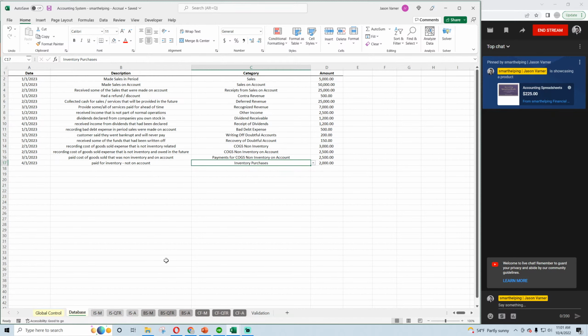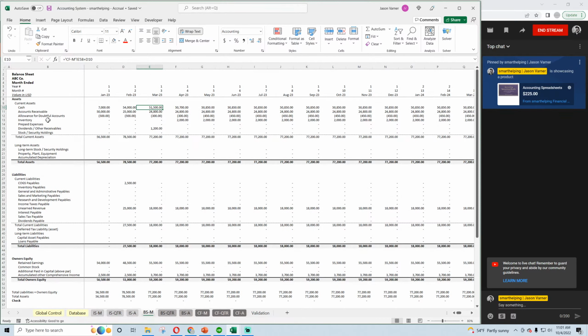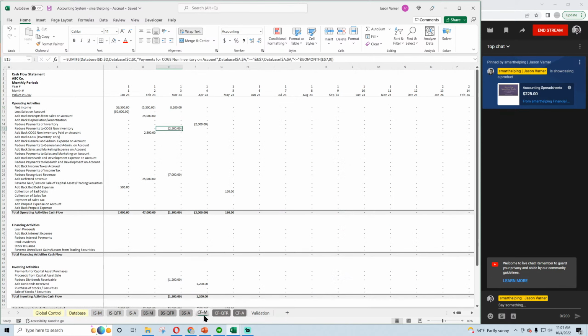So inventory purchases 2000, that increases the value of inventory, which is right here. So you can see in April that goes up, cash goes down. That's the only accounts affected. You see on the cash flow statement, here's our inventory cash going out. And net effect negative 2000 for that month for that item.